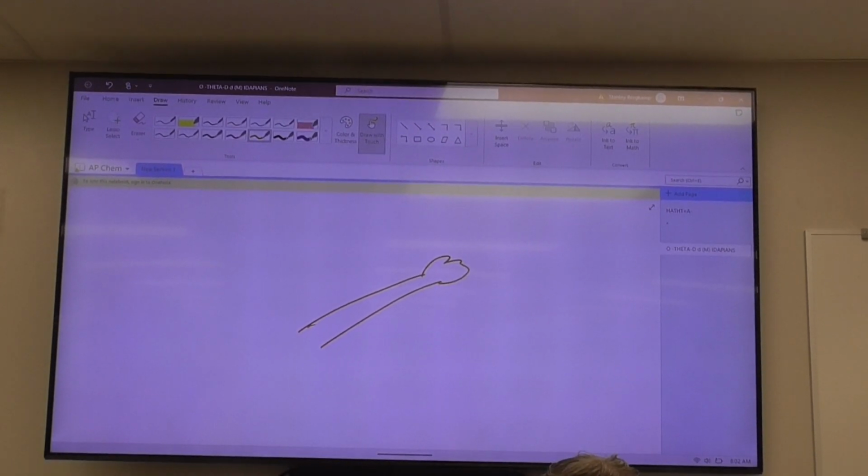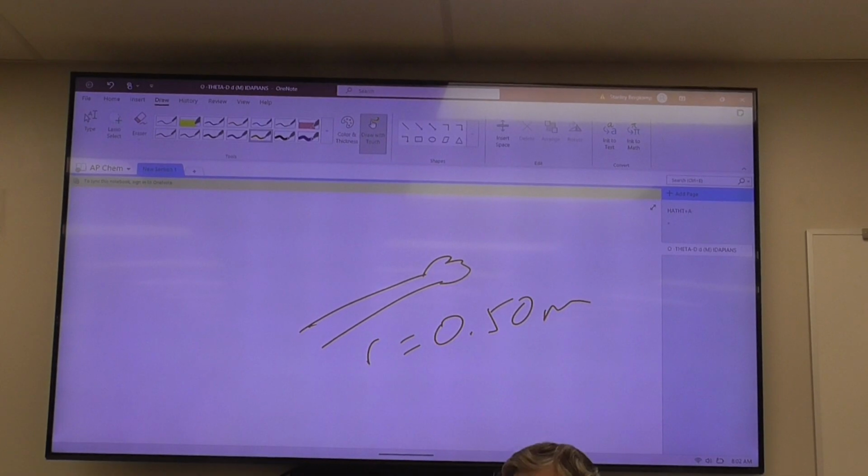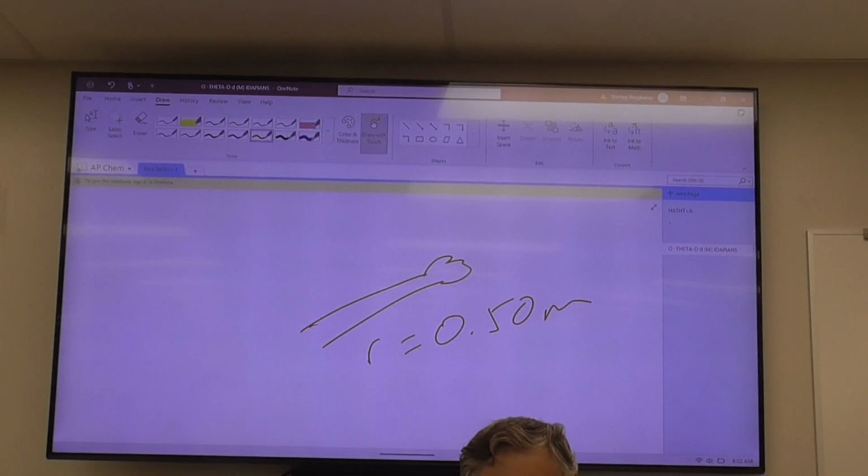Okay, there's my arm. Say it has a radius of 0.50 meters. Boom, there's the radius of my arm. I'm going to spin around like this. So, which point on my arm, close to my shoulder or my fingertips, and listen to me very carefully, which one of those points has the greatest angular velocity measured in radians per second?